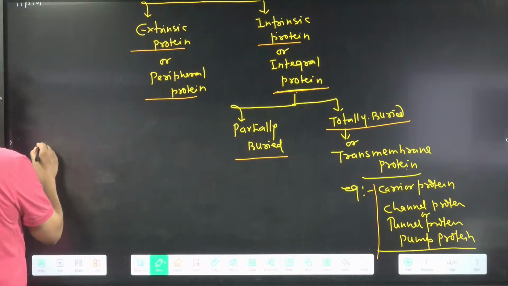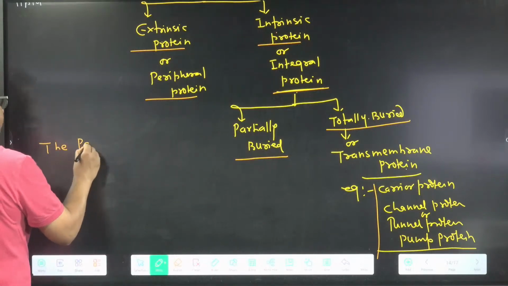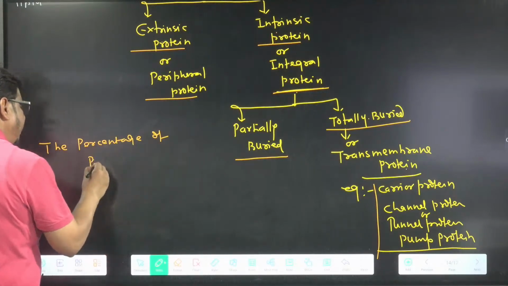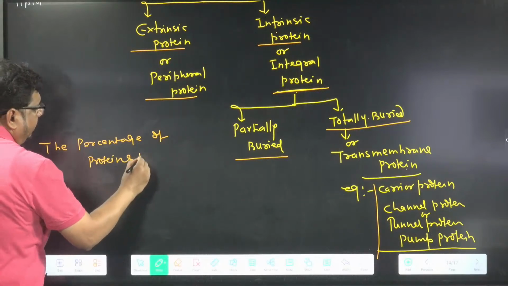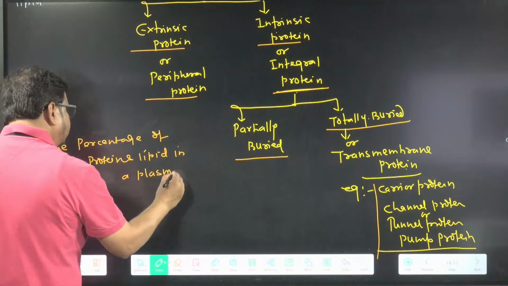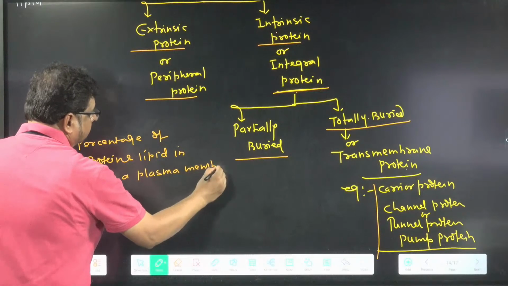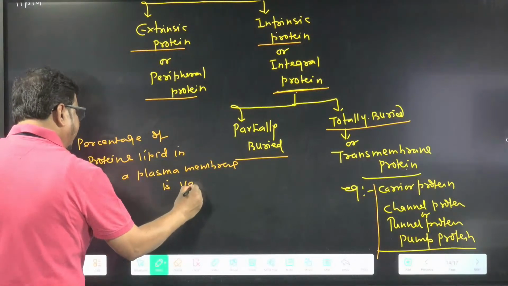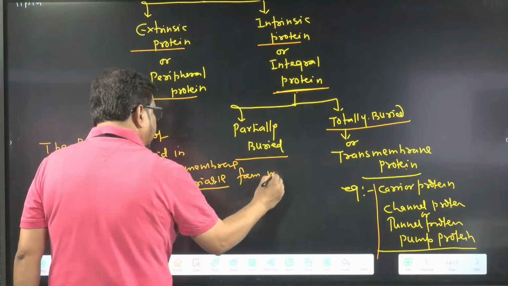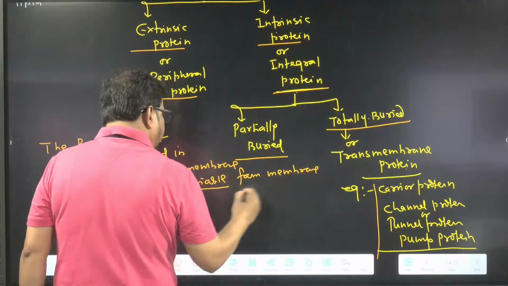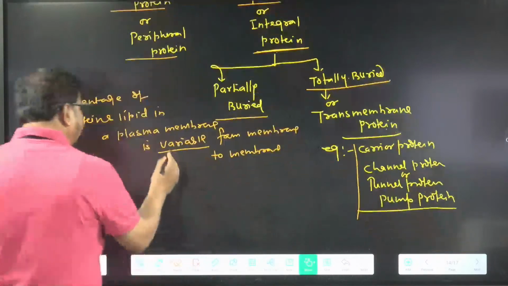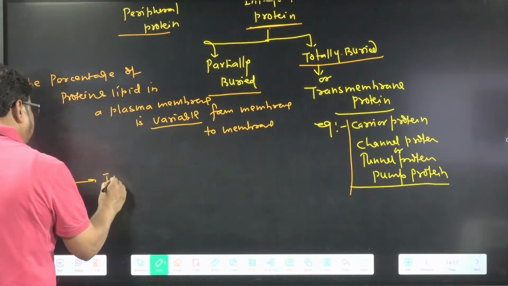Now I am just writing that the percentage of protein and lipid in a plasma membrane is variable from membrane to membrane. It is not a fixed percentage. What did NCERT write? NCERT wrote about human RBC.